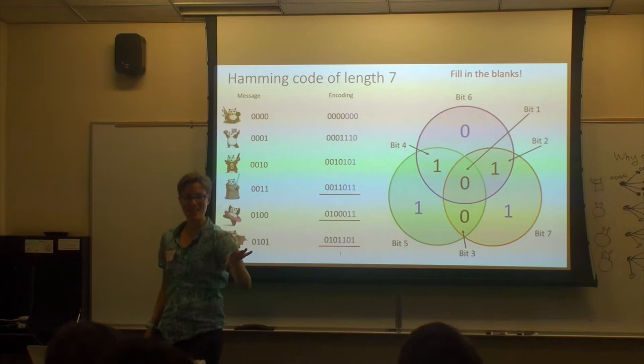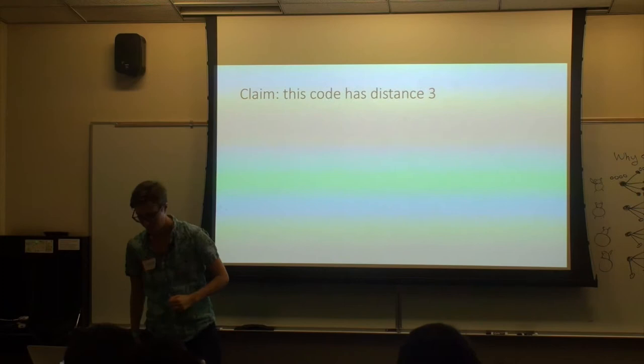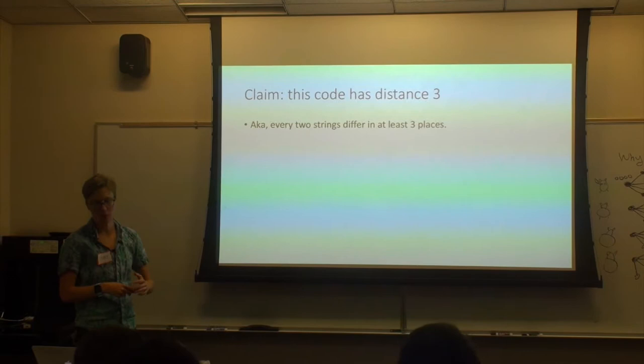Nice. Okay, so I claim that this code has distance 3, meaning it can correct one bit flip. Meaning that every 2 strings differ in at least 3 places, right? So that means that Alice and Bob can use it to correct one bit flip. Okay, so how can we verify this?